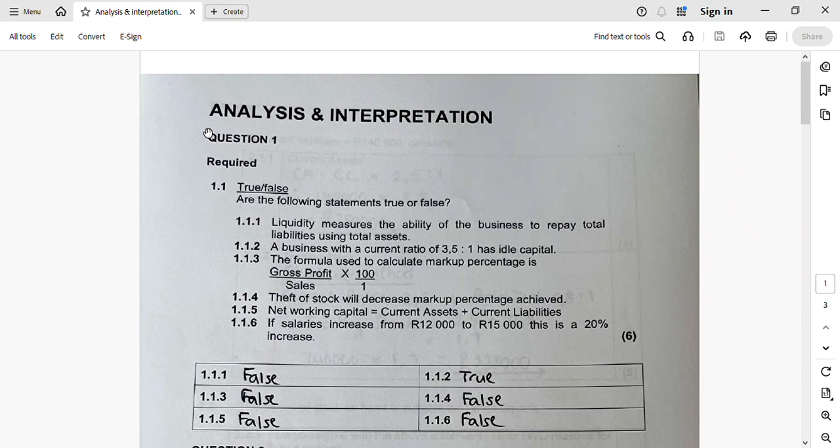The topic I'm going to cover today is analysis and interpretation.